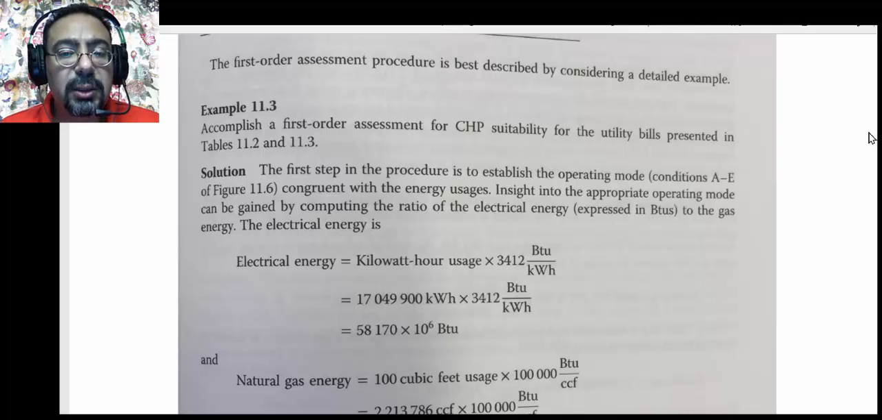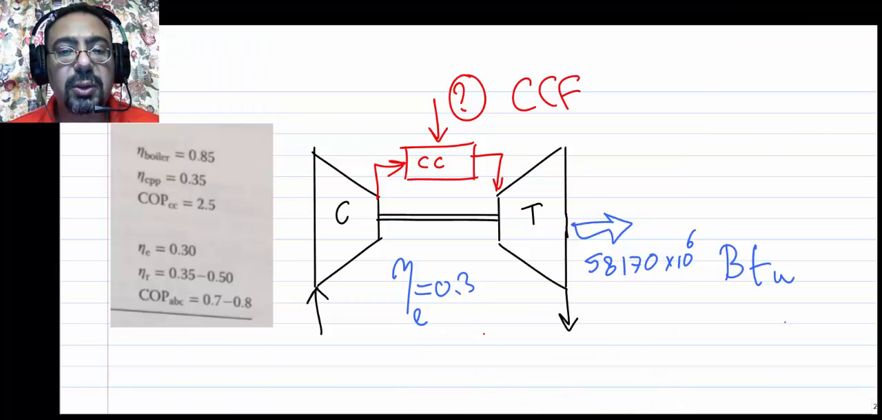So let's do analysis for one of those systems, combined heat and power generation. Okay, let's do this example in the book. I made a sketch so that we can understand what's going on.